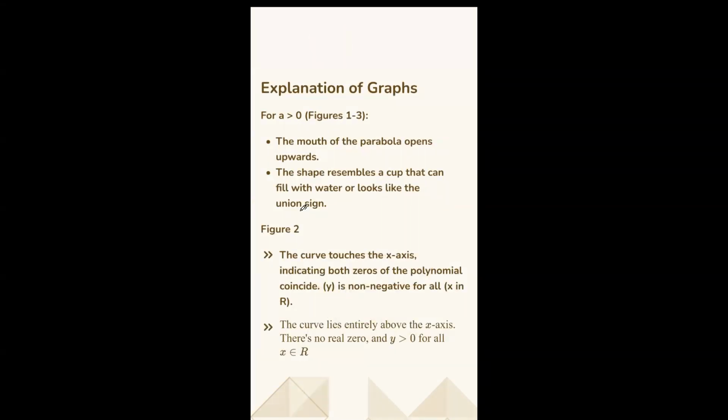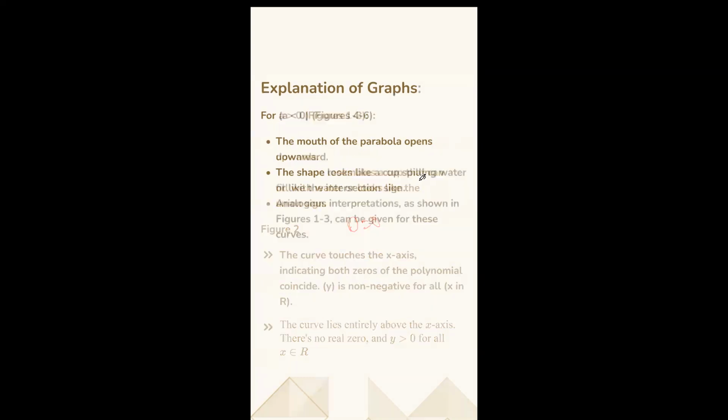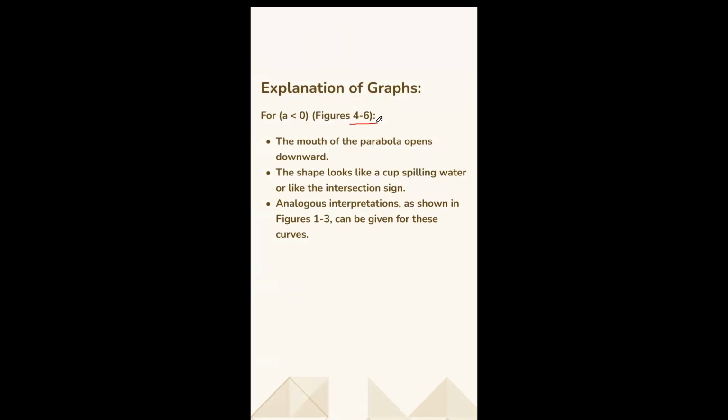Next, for figure 2 as well, the curve touches the x-axis, indicating both zeros of the polynomial coincide. This is for the equation where d is equal to 0, and y is non-negative for all x in R. Here also a is greater than 0, indicating the same thing. Now, for figures 4 to 6, we saw that a is less than 0, indicating it is a downward facing parabola. The shapes look like a cup spilling water, or like the intersection sign.